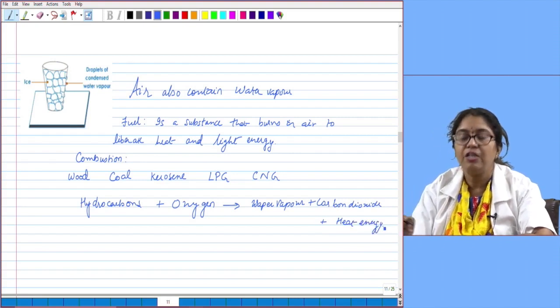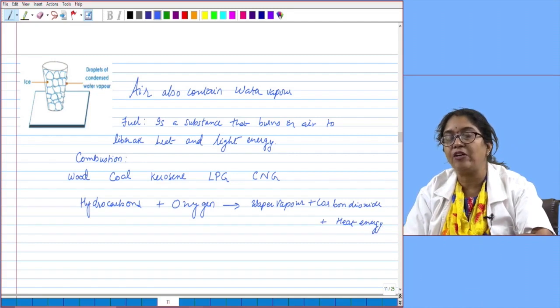Is that clear, children? One of the most important essential factors required for burning or combustion is oxygen or air. Without air, combustion is not possible. So air is very, very important, and air is something which supports combustion. In fact, in air, it is the oxygen component which supports combustion. So how do we prove that combustion requires air?